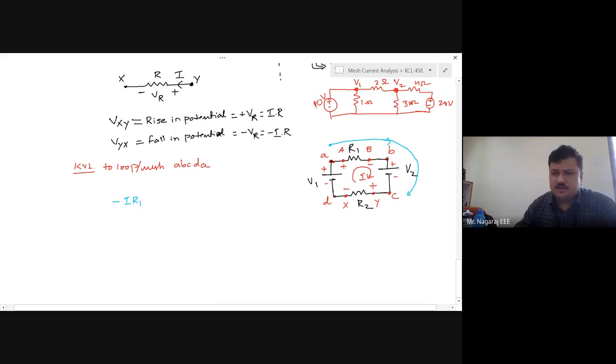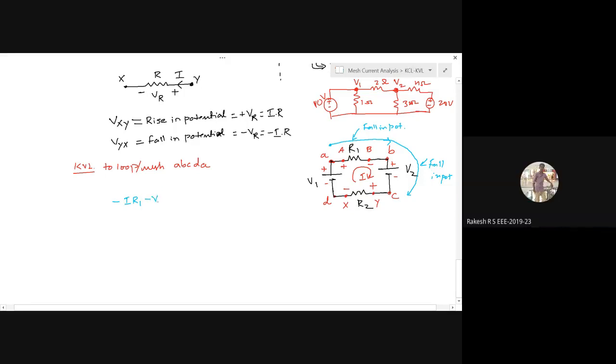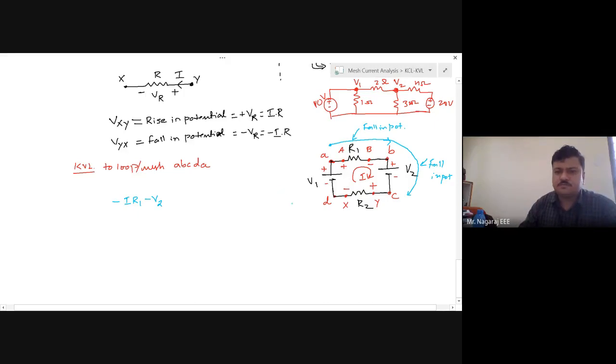From B to C, there is an EMF source of V2 volts. B is at higher potential point, C is at lower potential point. So it is a fall in potential. Right? So it should be plus or minus? Minus. Minus V2.